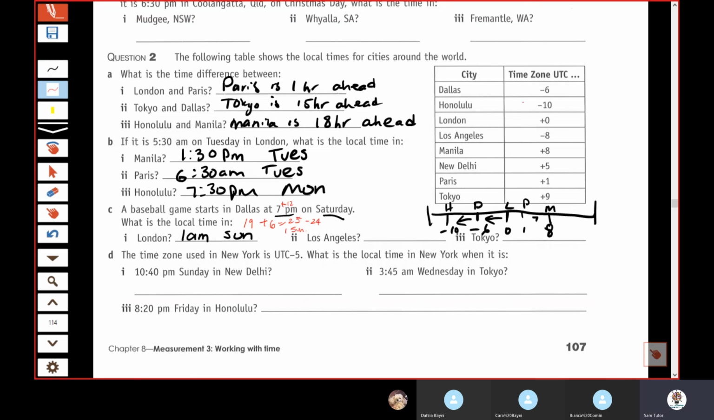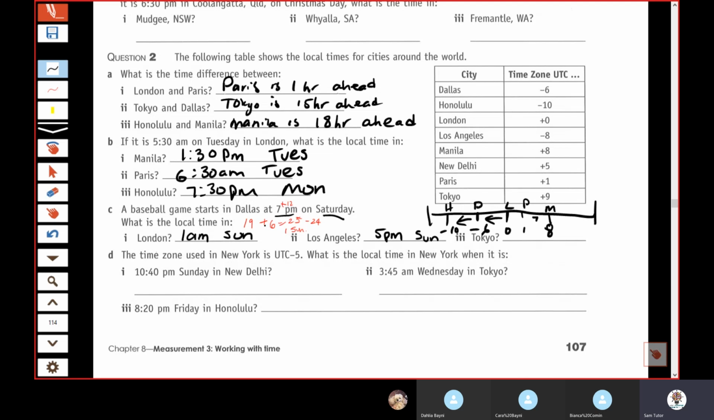LA and Dallas. LA is 2 hours behind Dallas. So that's easy. 2 hours behind 7 p.m. would be 5 p.m. on a Sunday. Tokyo we said was 15 hours ahead.